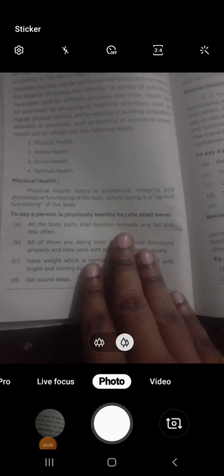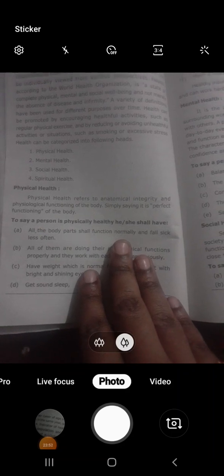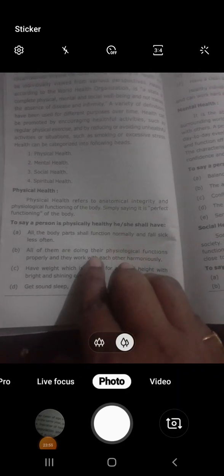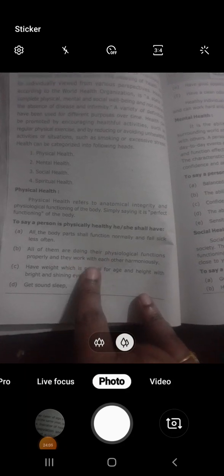So coming to physical health, here we mainly take body parts. Mainly in our body, it is the proper functioning of the body, that is, physiological functions working properly with hormones. Physical health mainly concerns hormones, weight, age, height, and shining eyes. So this all comes under physical health.